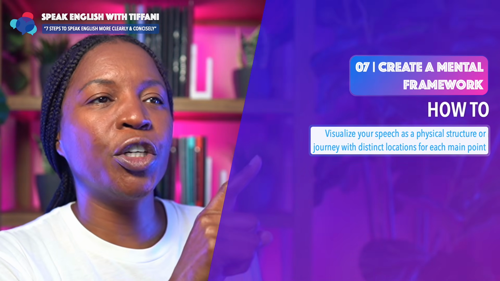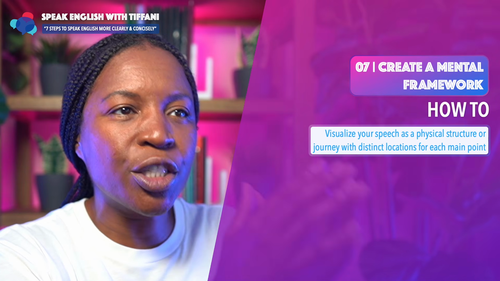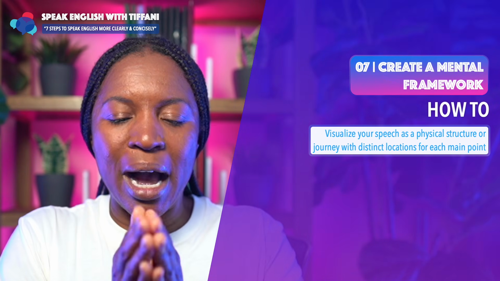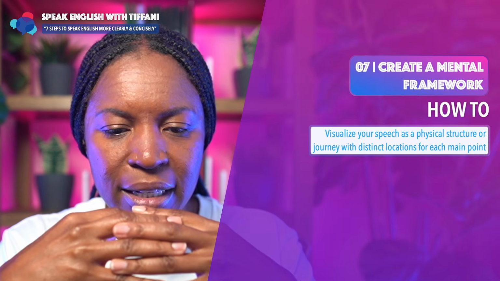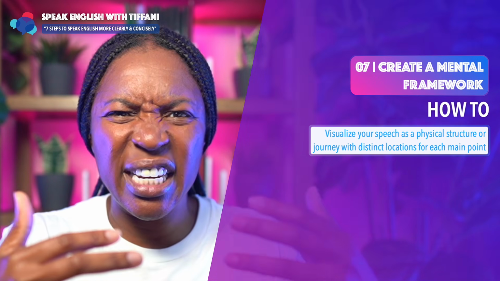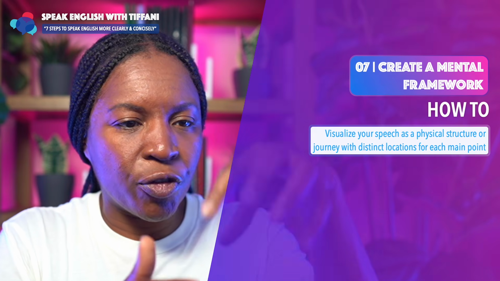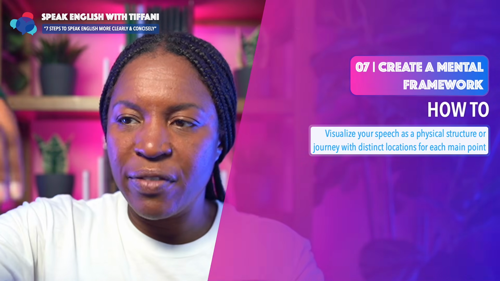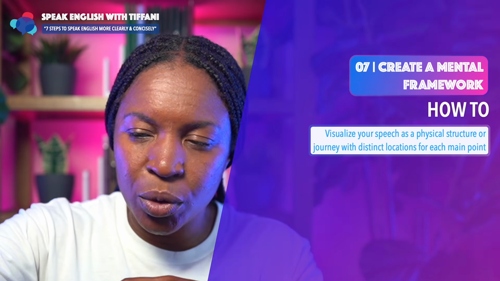First, visualize your speech as a physical structure or journey with distinct locations for each main point. Let's say I'm going to tell you about my life journey, literally, right? And I want to talk about my experience when I was in South Korea teaching English and also learning Korean, right? For about 10 years, I was there. True story. And I'm trying to take you on my journey. So what's the first thing? Oh, okay, I want to talk about the institute that I worked for. Okay, then I want to talk about my favorite restaurant. Okay, this Korean restaurant with the ajumma and how she used to feed me delicious food in the morning.